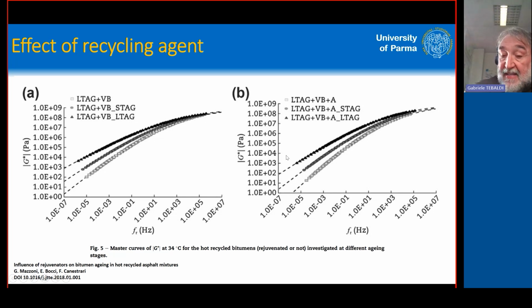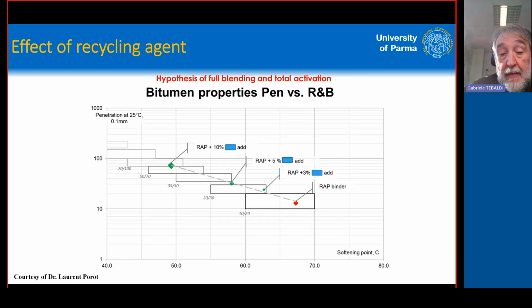So the G star of the different levels of aging of the same bitumen are lower than the original one. So with the recycling agent, we reduce the stiffness of the bitumen. That's generally one of the main concerns related to the viscosity. Together with the viscosity, it doesn't allow the proper coating. And this is something that we have always remembered.